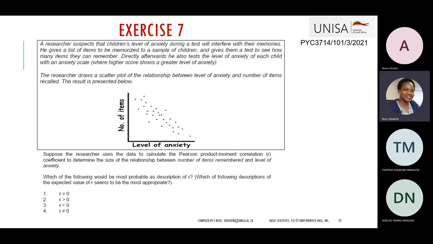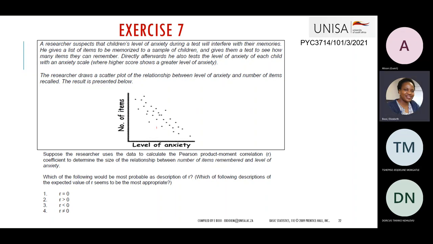Exercise seven is the same information. I'm not going to read again the data, but now looking at the same information, suppose the researcher uses the data collected to calculate the Pearson product moment correlation R coefficient to determine the size of the relationship between the number of items remembered and the level of anxiety. Which of the following would be most probable as a description of R? Which of the following descriptions of the expected value of R seems to be the most appropriate?